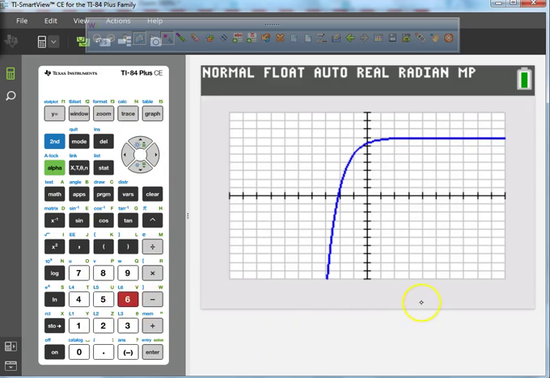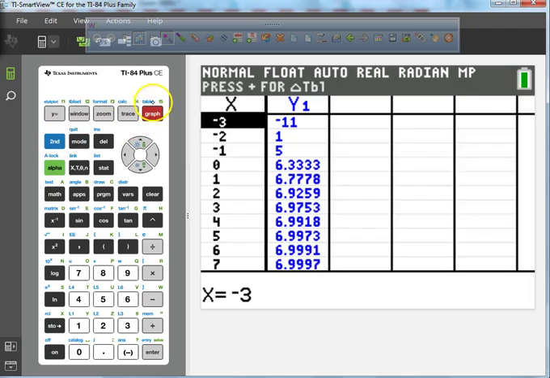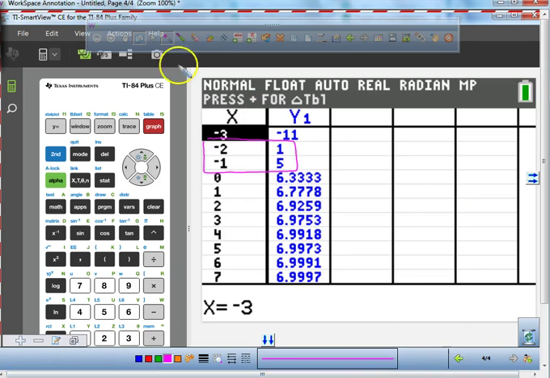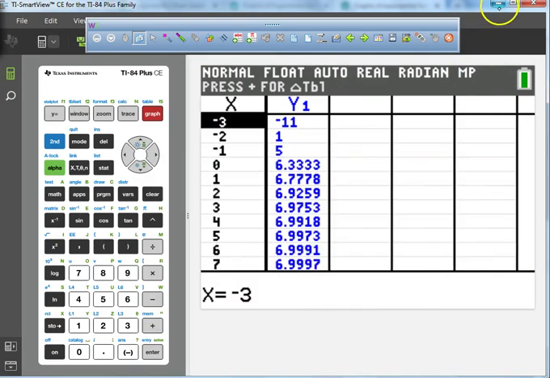Okay? So this is what our graph is going to look like. My suggestion is this. Find your table. Pick out 2 points. I'm going to plot these 2 points right here. A -2 and a 1 and a -1 and a 5. Those are the 2 points I'm going to be plotting.